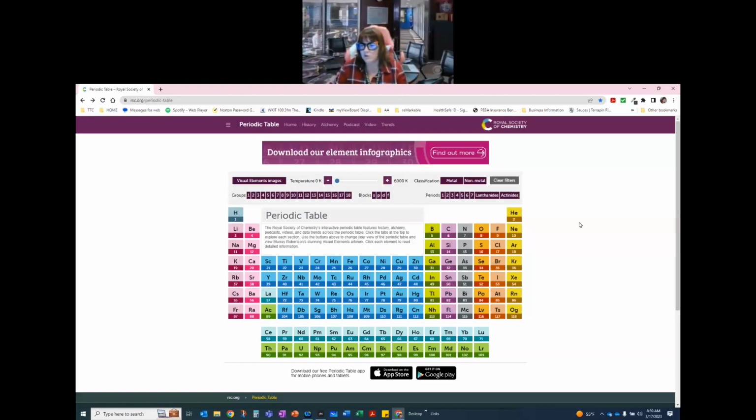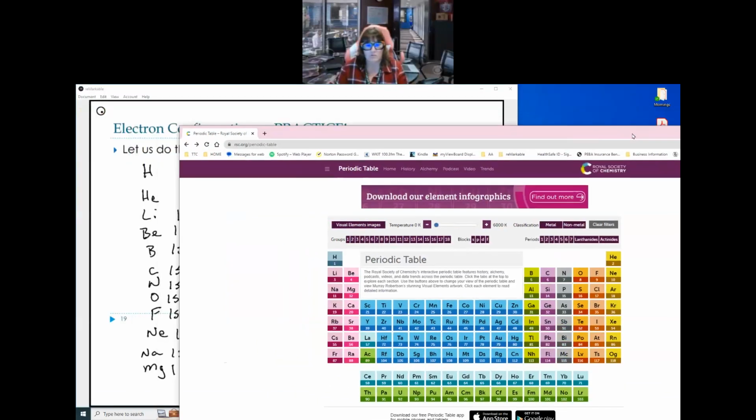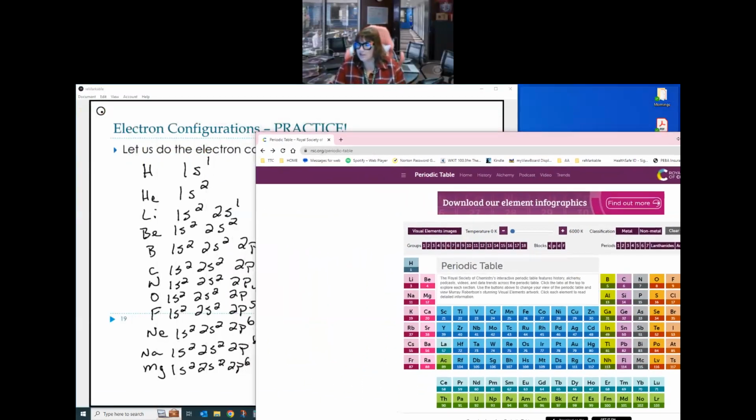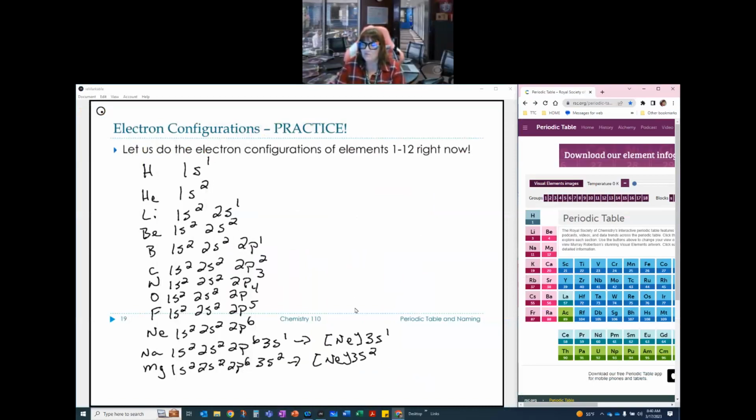Okay, so that's our shorthand notation for the noble gases. Sorry, I was writing stuff and you couldn't see that. I'm so sorry. So, questions about that? All right.